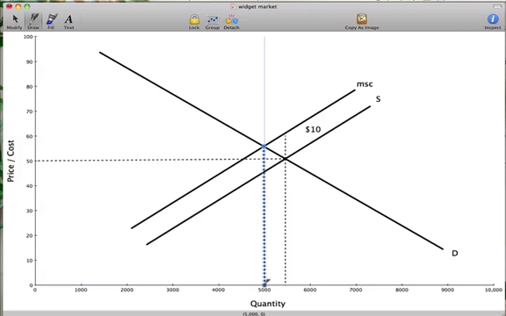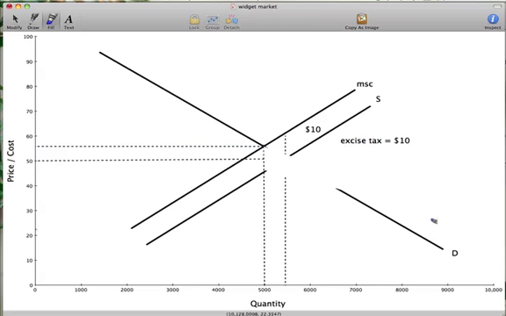To get people to internalize that external cost, we need an excise tax. And the amount of the excise tax is equal to that external cost, that $10. Well, we can see on this graph who ends up paying the tax. Because the price in the market goes from $50 now to $56, and the tax paid on each unit is $10.